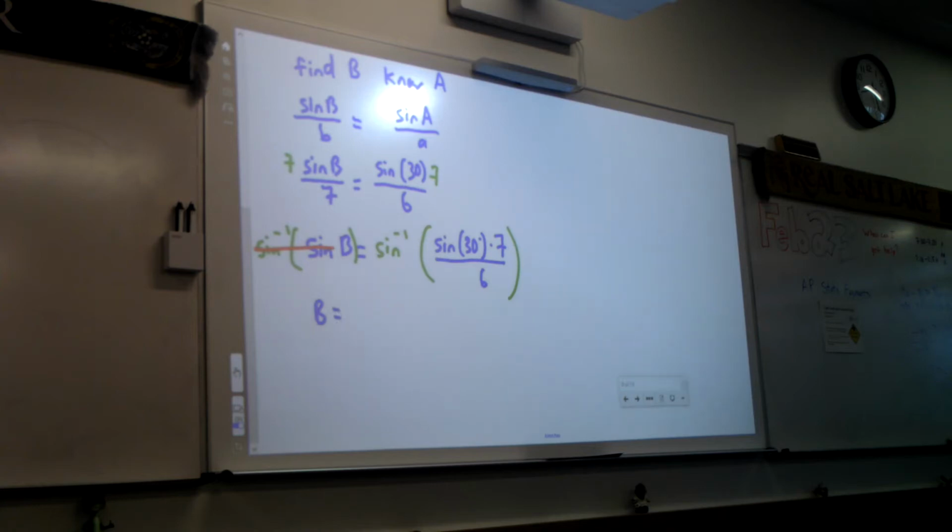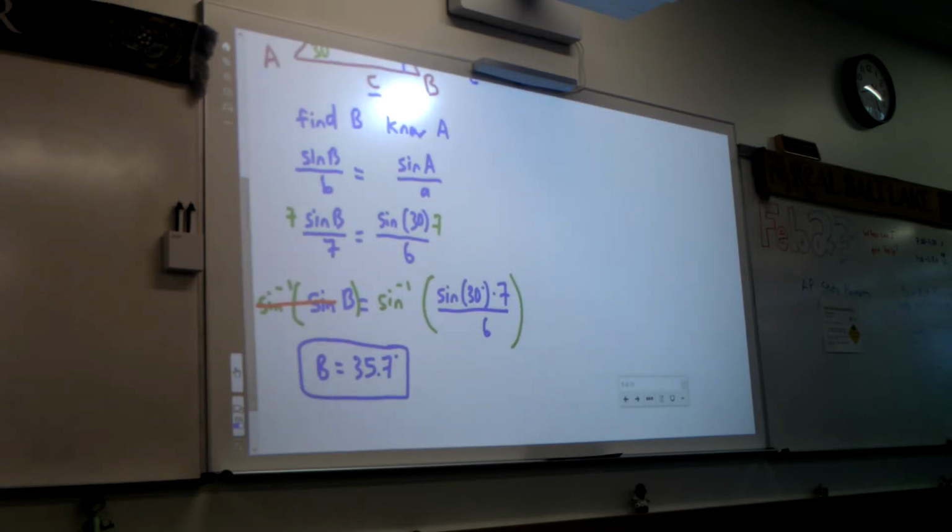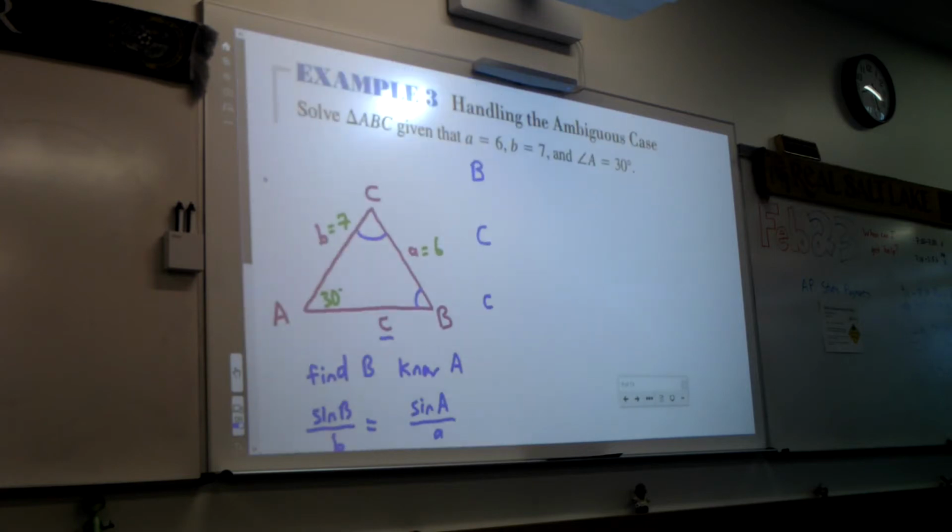Anyone know what B is? Awesome. Jinx. So that counts as a confirmation. So we're good. So 35.7. So I'm going to go back up to what I know and fill in that angle B is 35.7. And then now that we know that, Charlie, you're going to tell us how to find angle C.